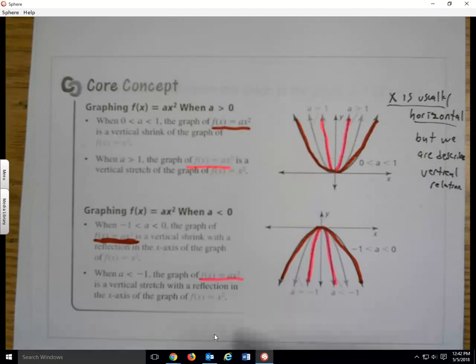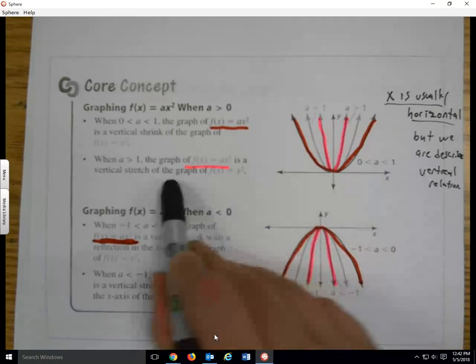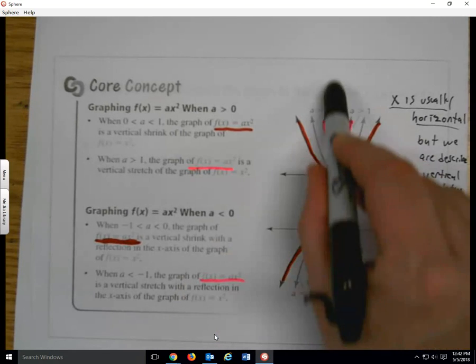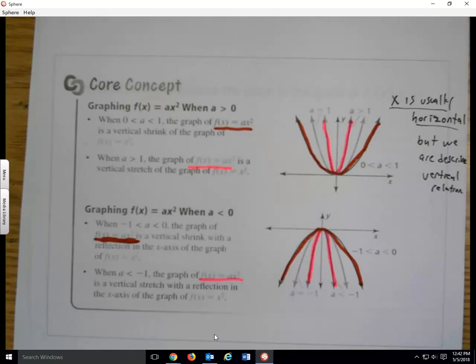The domain would be all the x values, not just one of the x values, but all the possible x values, and the range would be all the possible y values. And then we talked about this idea of stretching and shrinking.